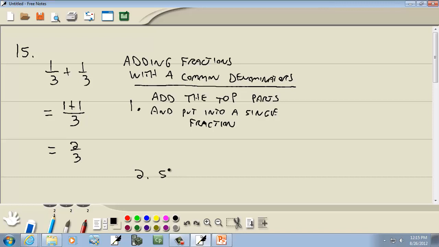Now our second step is to simplify the fraction, reduce the fraction. Now remember, you can only simplify it or reduce it if the number on top and number on the bottom are both divisible by something. In this particular problem, it won't reduce, won't simplify. So 2/3 is our answer.